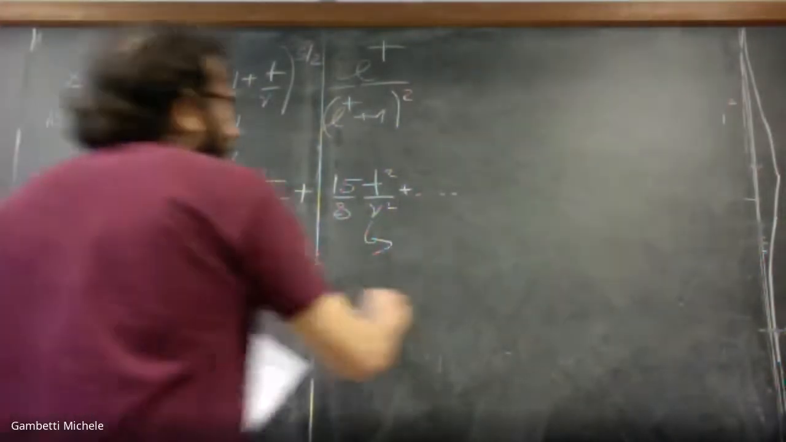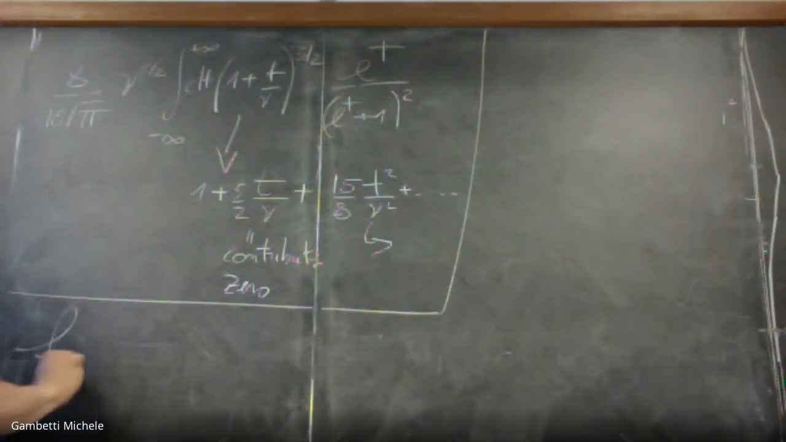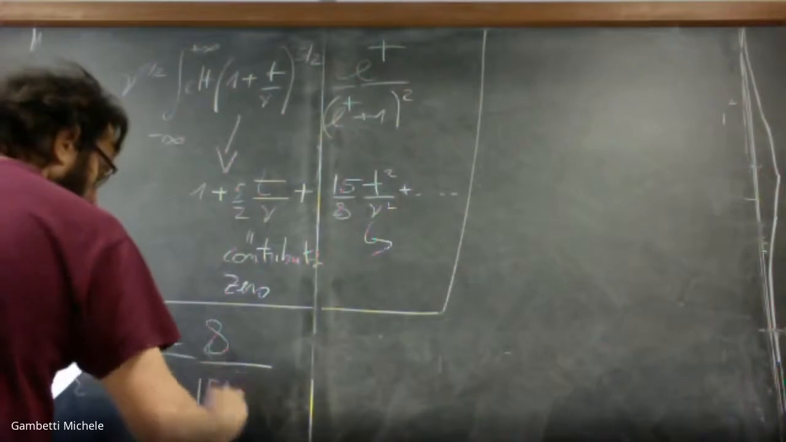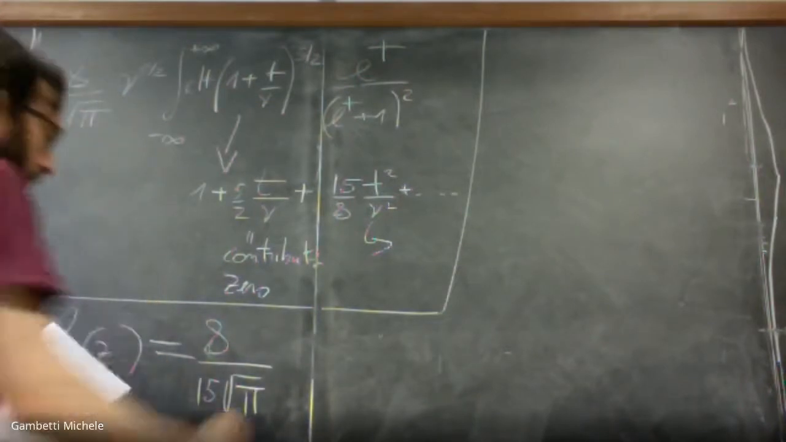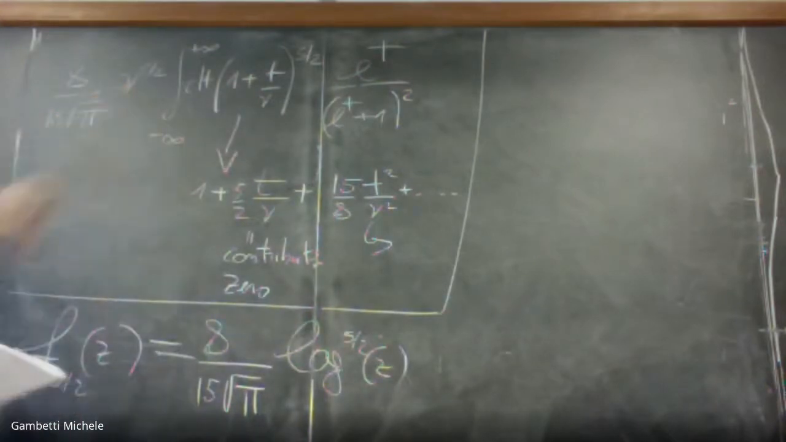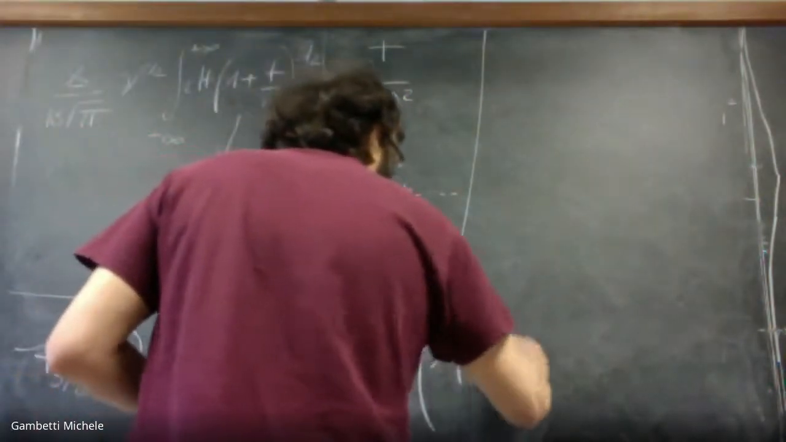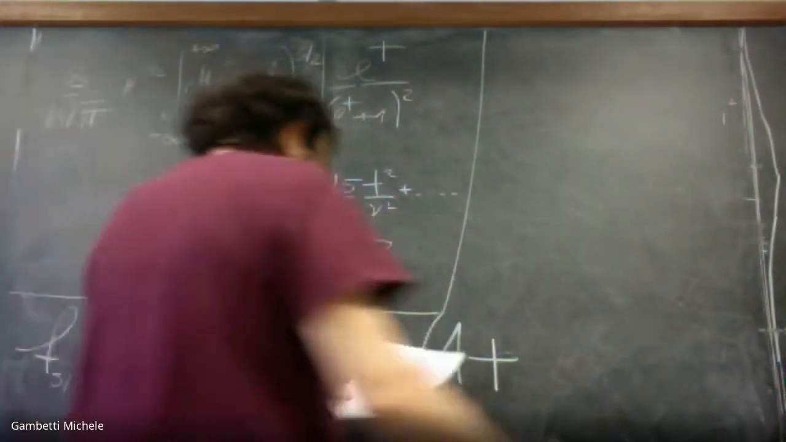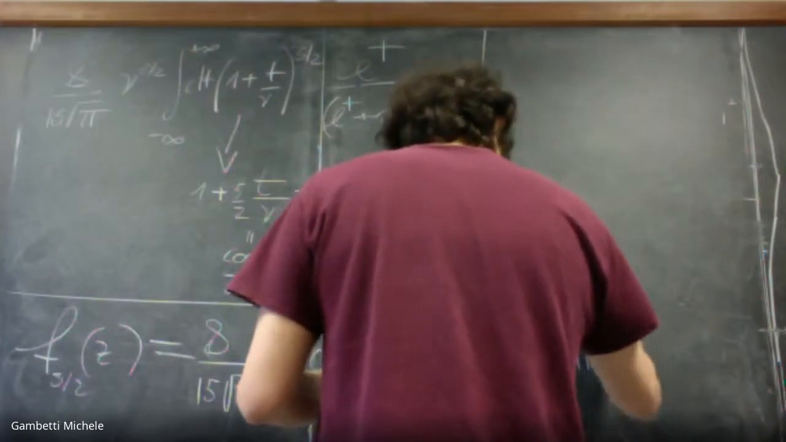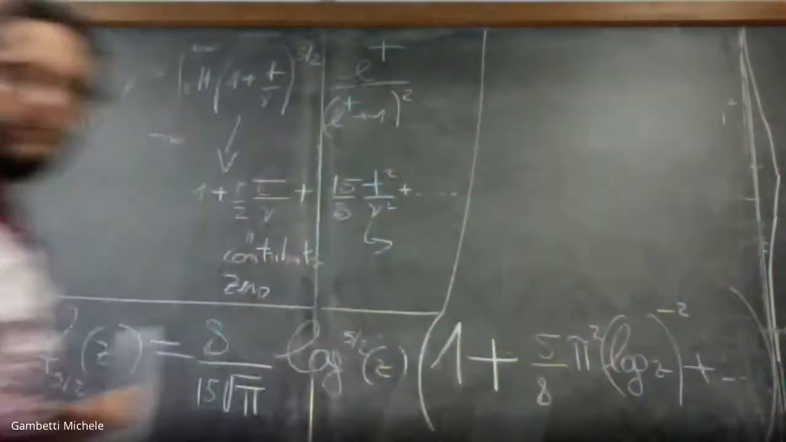So let me write the final expression for F5/2 of z. Now there is 8 divided by 15 square root of pi, which is this factor here. Then you have log of z to the 5/2, which comes from this term. Then you have 1, which is the leading term, plus, if you do the calculation, 5 divided by 8, pi squared, and then you have log of z to the minus 2, plus other terms. Okay?